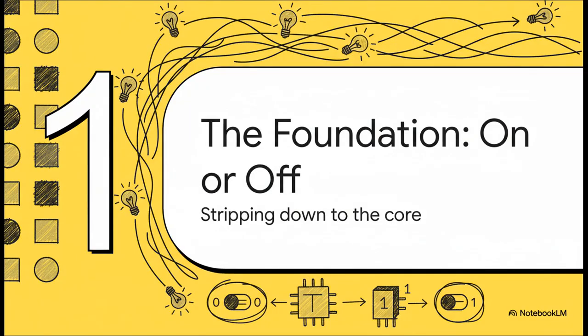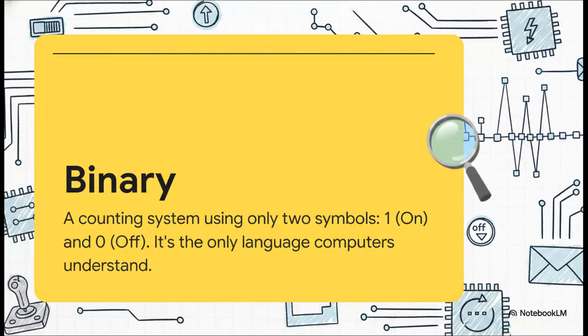Okay, so we've got to start at the most basic level possible. I mean, forget about apps, forget about your operating system, forget everything you see on the screen. We need to get down to the only two things a computer actually understands, on and off. And that language is called binary. It's a system that has only two letters in its entire alphabet, a 1 and a 0. The 1 means on, and the 0 means off.